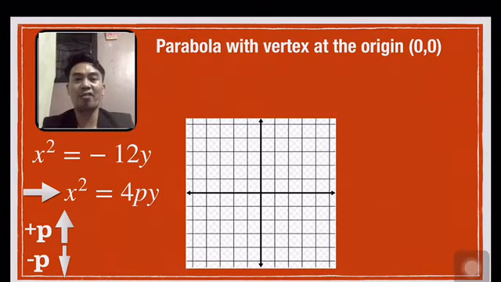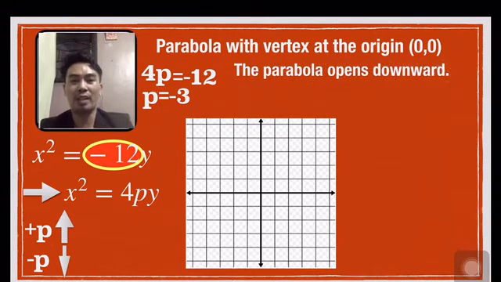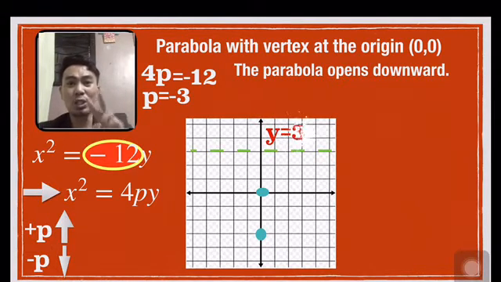To find the value of p, we need to equate 4p to negative 12. Now, we have the value of p as negative 3. Therefore, the parabola opens downward. Let us try to use the absolute value of p first. It means to say that from the vertex, your focus is 3 units away from the vertex, and also your directrix. Now, we need 2 more points to graph this parabola, which is 2p each away from the focus.